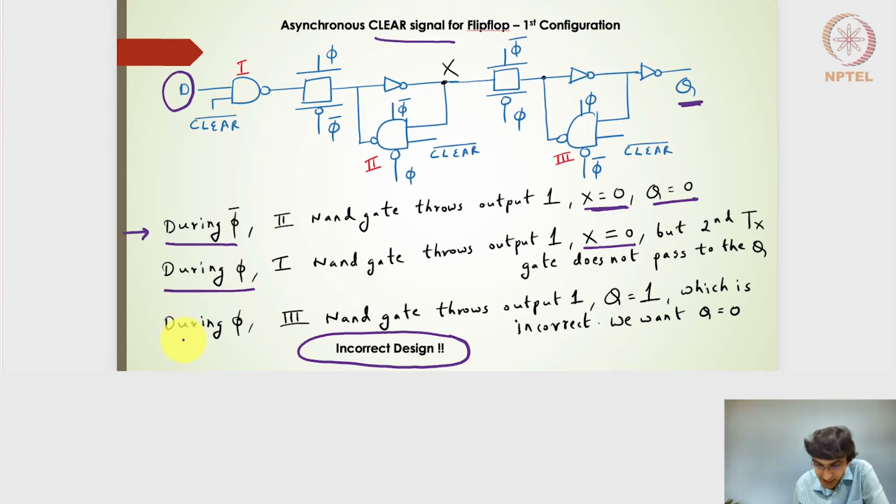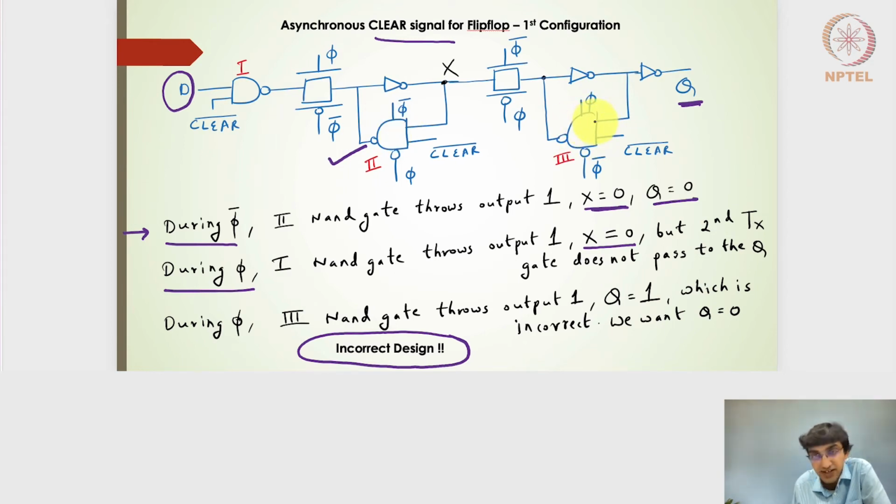Right, so let's see what happens with this particular 2-input NAND gate. We wanted it to be giving Q equal to 0 when phi is equal to 1, when the clock is high level. But this is not giving that. This is giving the right output when phi is low.